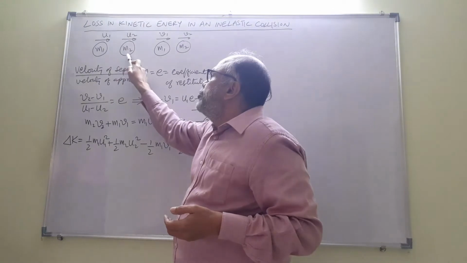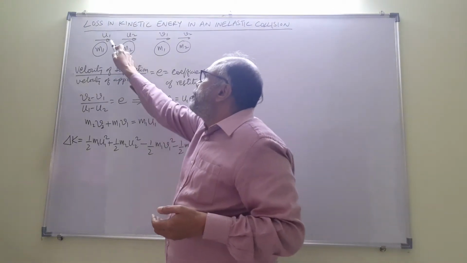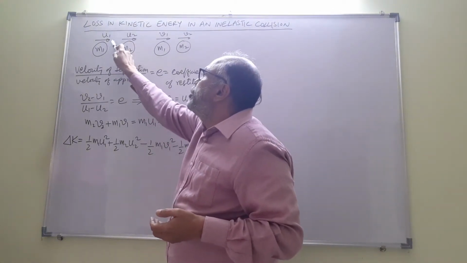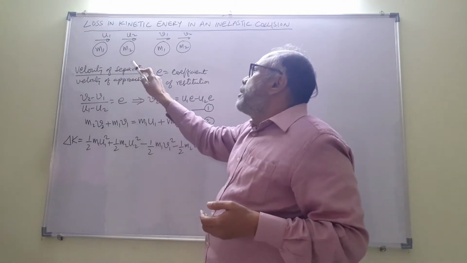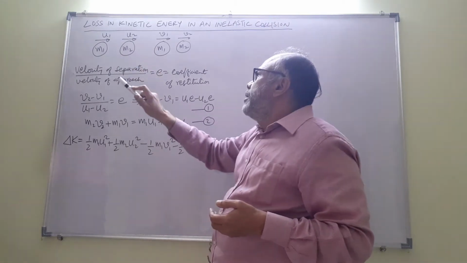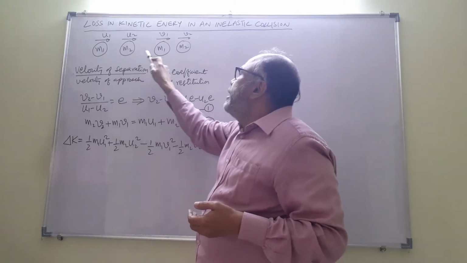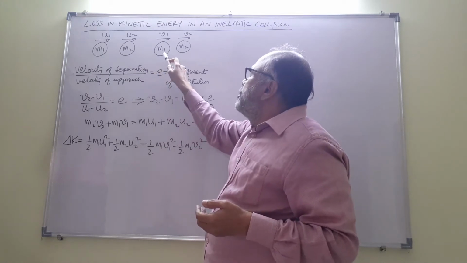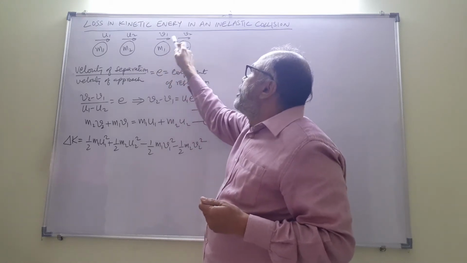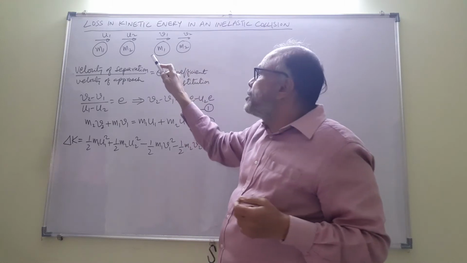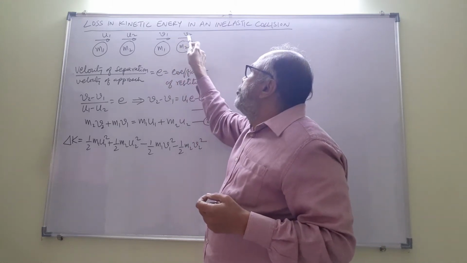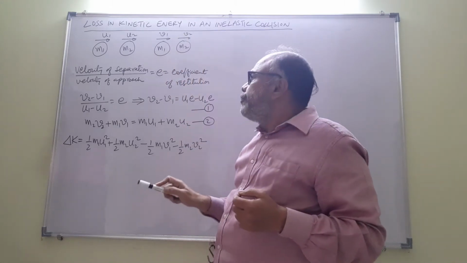M1 and M2 are the two bodies colliding. Initial velocities are U1 and U2. U1 and U2 are given. M1 and M2 are given. And they collide, and after the collision, the velocities are V1 and V2. We are assuming that the velocities are V1 and V2. V1 and V2 are not given.